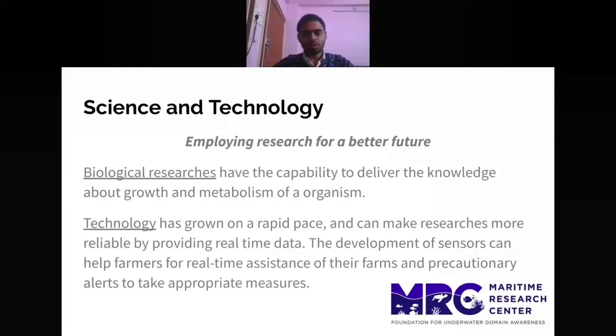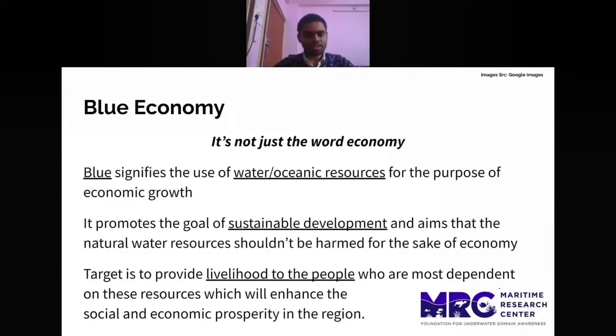The blue economy. So it's not just the word economy. And why is that? It's because it promotes the goal of sustainable development. The growth of the economy should not harm the oceanic resources. And its main target is to provide the livelihood to the people who are most dependent on these resources.